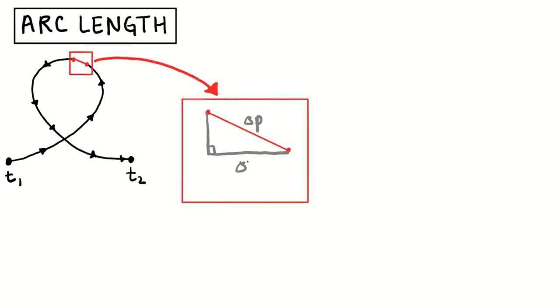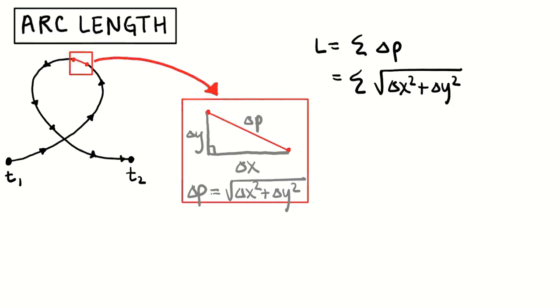I'm going to say this is a small piece of arc length. This is going to be delta x, and this is going to be delta y. We also know that the length of delta p is the square root of delta x squared plus delta y squared from the Pythagorean theorem. So I can say that the total length is the sum of these small lengths, which is the same as the sum of these square roots of delta x squared plus delta y squared.